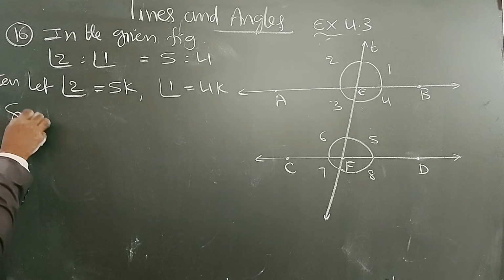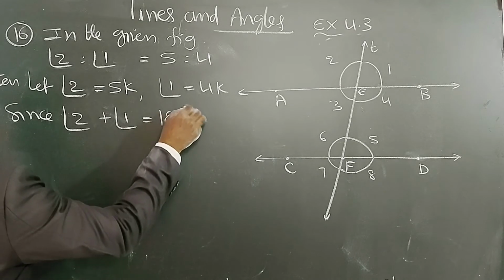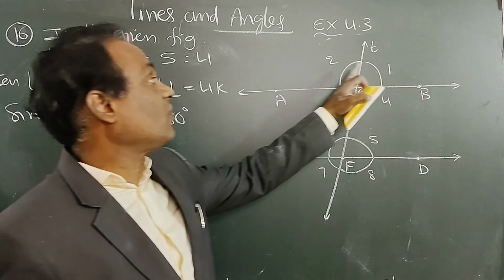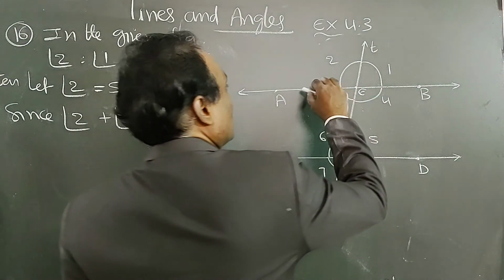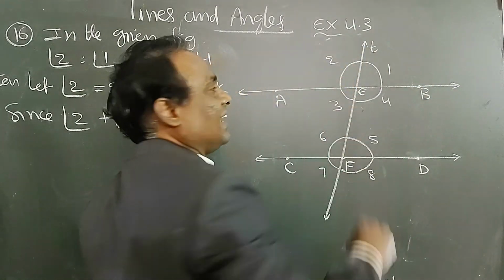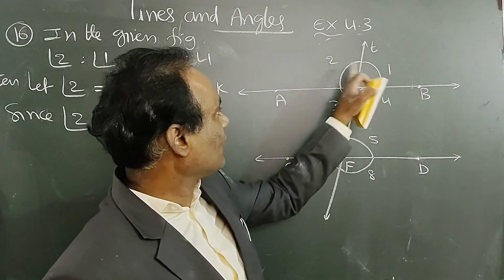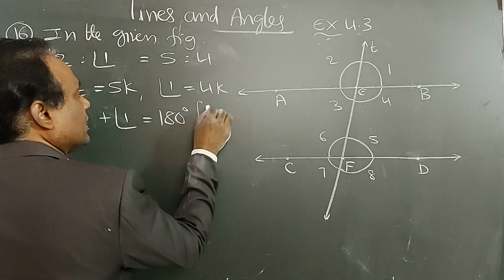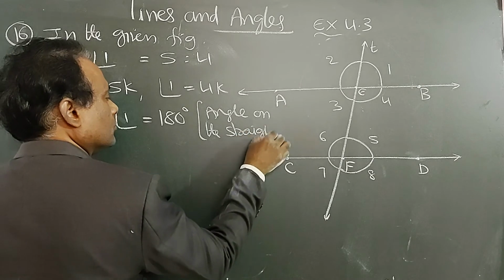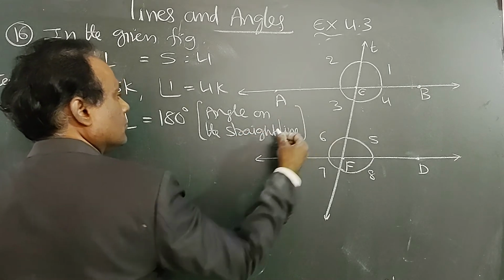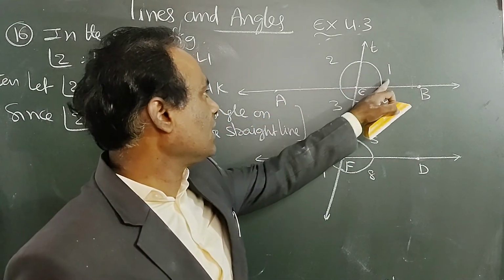Now, see students. Angle 2 plus angle 1 is equal to 180 degrees. You tell me the reason why angle 2 plus angle 1 is 180 degrees. Because it is the total angle on a straight line, and the total angle on a straight line is 180 degrees.